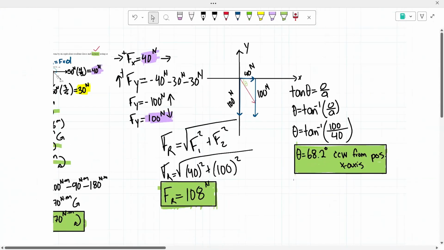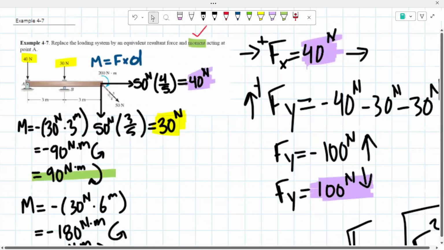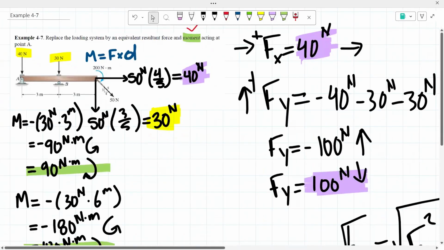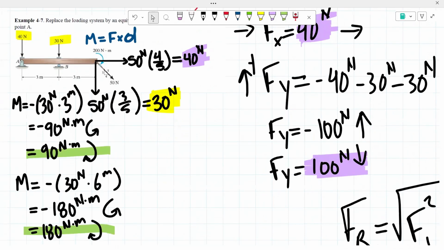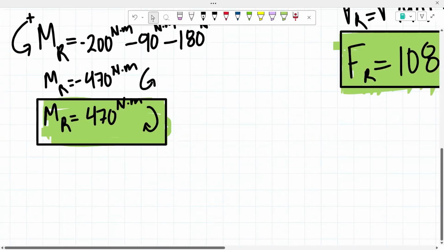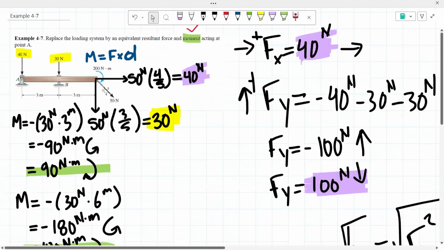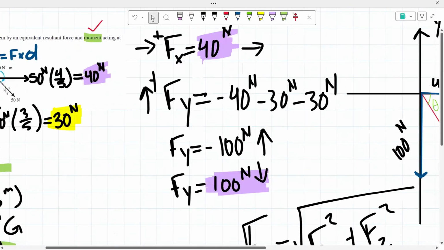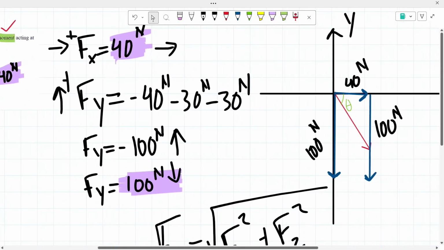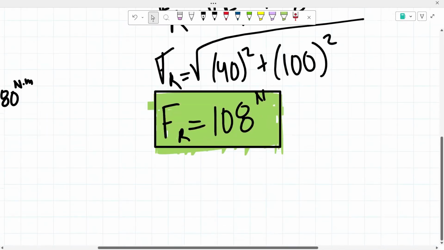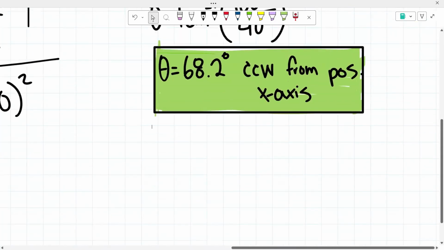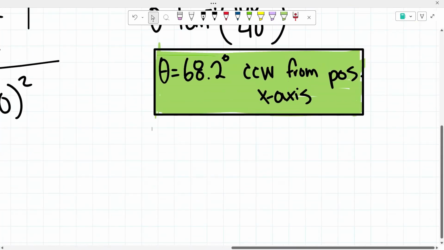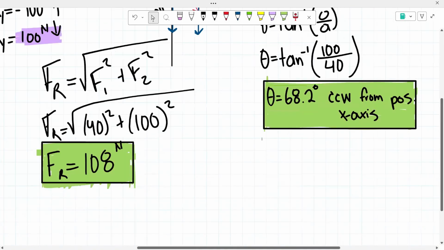So once again, this example was asking us to replace the loading system with an equivalent resultant force and moment that was acting at point A. We found that the equivalent resultant moment was 470 Newton meters going clockwise. And then from there, we found the equivalent resultant force. We ended up getting that the equivalent resultant force had a magnitude of 108 newtons, and the direction was 68.2 degrees going counterclockwise from the positive x-axis.